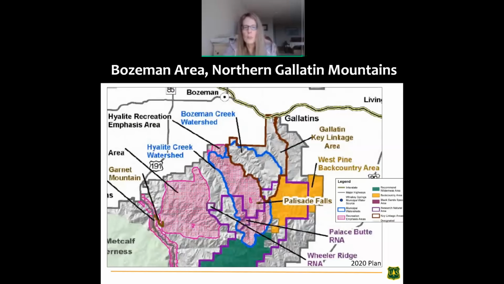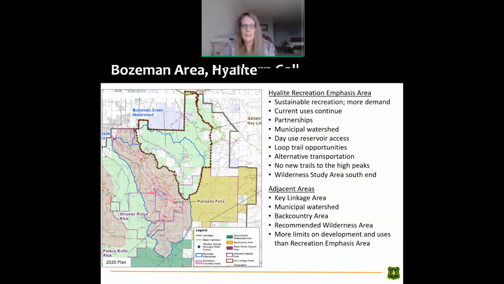And let's just zoom in a little more on Hyalite, again, from our plan in 2020. Here the base map is like a regular visitor map, so it's maybe a little easier to orient yourselves. So the pink, again, is the Hyalite recreation emphasis area, and it's delineated for the entire watershed, even though the south portion of that watershed is in the wilderness study area. Just because it's a recreation emphasis area doesn't mean every acre is developed for recreation.